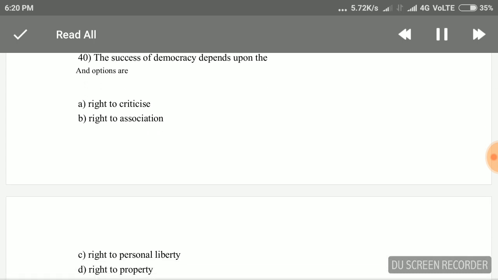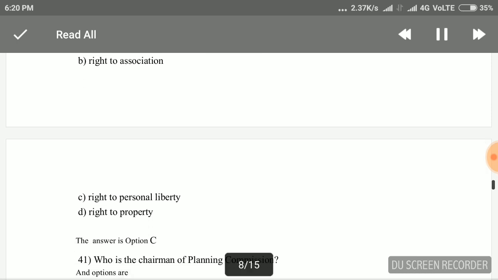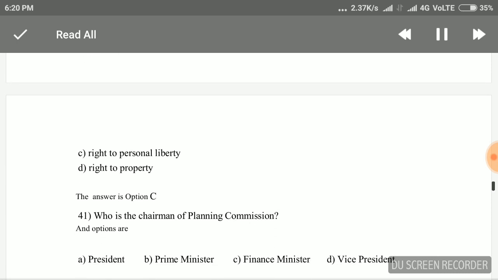40. The success of democracy depends upon. Options are A. Right to criticize. B. Right to association. C. Right to personal liberty. D. Right to property. The answer is option C.